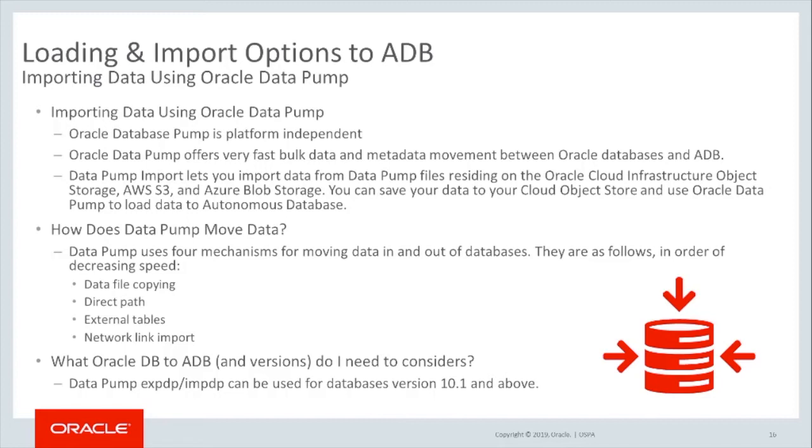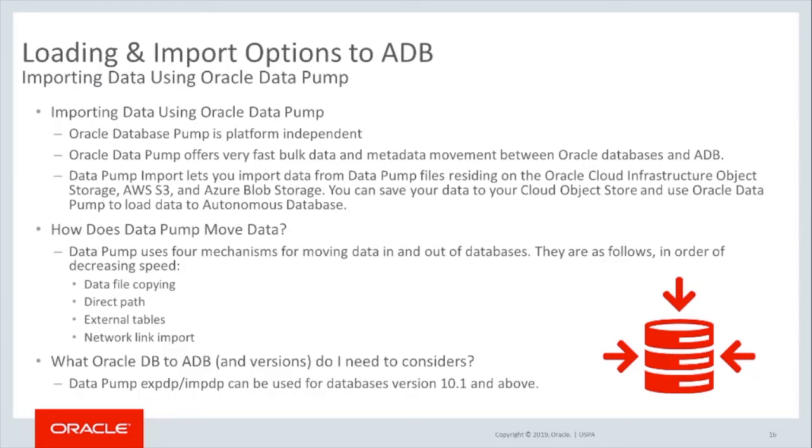DataPump Import lets you import data from DataPump files residing on the Oracle Cloud Infrastructure Object Store, Oracle Cloud Infrastructure Object Store Classic, and AWS S3. You can save your data to your Cloud Object Store and use Oracle DataPump to load data to the Autonomous Database. Oracle DataPump offers very fast bulk data and metadata movement between Oracle databases and Autonomous Database. This is the preferred way to move between an existing database implementation and an Autonomous Database.